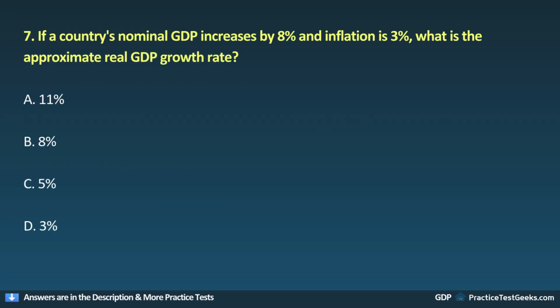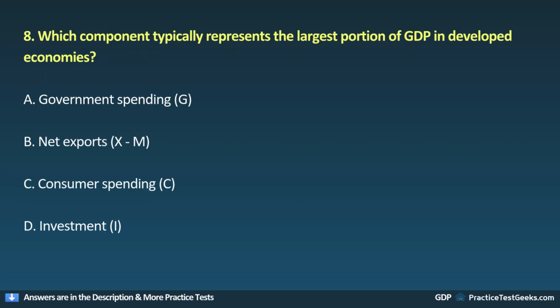7. If a country's nominal GDP increases by 8% and inflation is 3%, what is the real GDP growth rate? A. 11%. B. 8%. C. 5%. D. 3%.